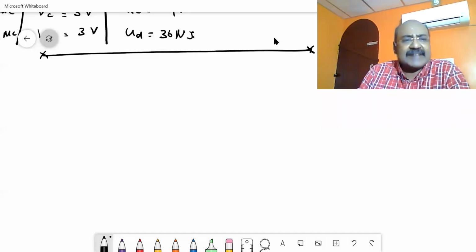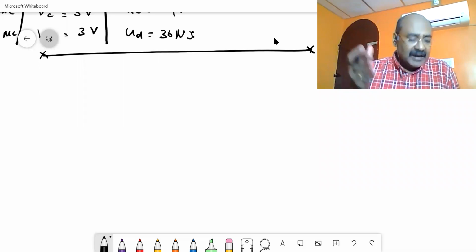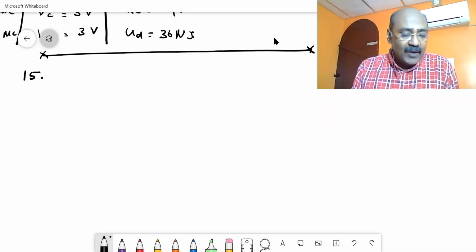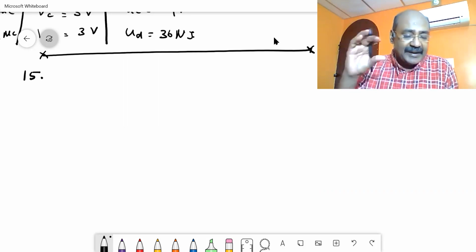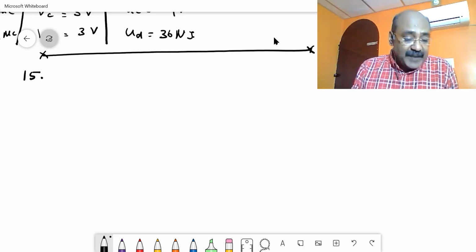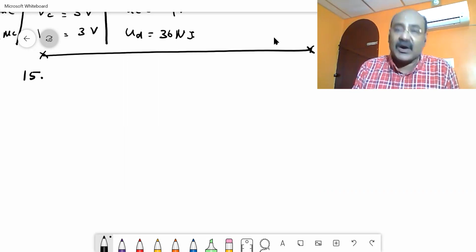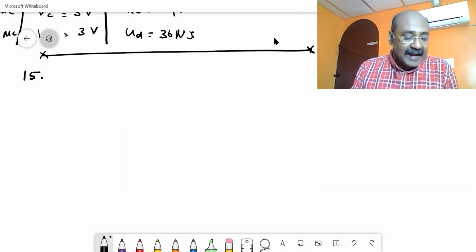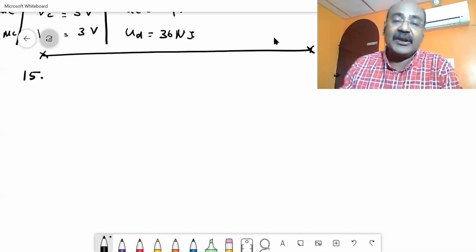So the next problem, problem number 15. This is the last problem in your exercise. Come on, take your book. Let us go through it. Capacitors P and Q have identical cross-sectional area A and a separation D. The space between the capacitors is filled with a dielectric of dielectric constant epsilon R as shown in the figure. Calculate the capacitance of the capacitors P and Q.